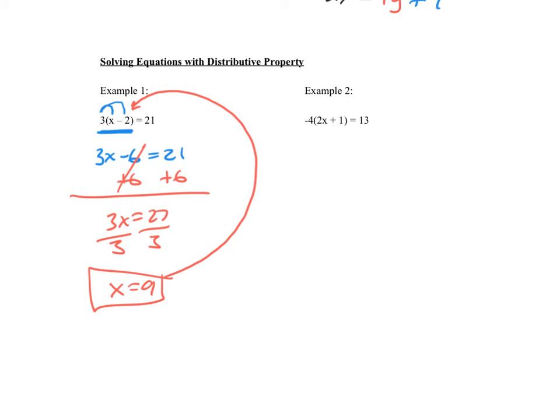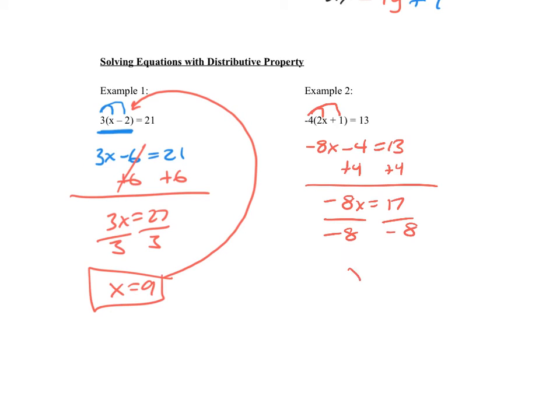For example 2, I'm distributing negative 4 to both things in parentheses. So negative 4 times 2x is negative 8x, and negative 4 times 1 is negative 4. And now I would go through my solving steps. So first I would add 4 to both sides. I'd get negative 8x equals 17. And then I would divide both sides by negative 8. And I get x is negative 17/8.